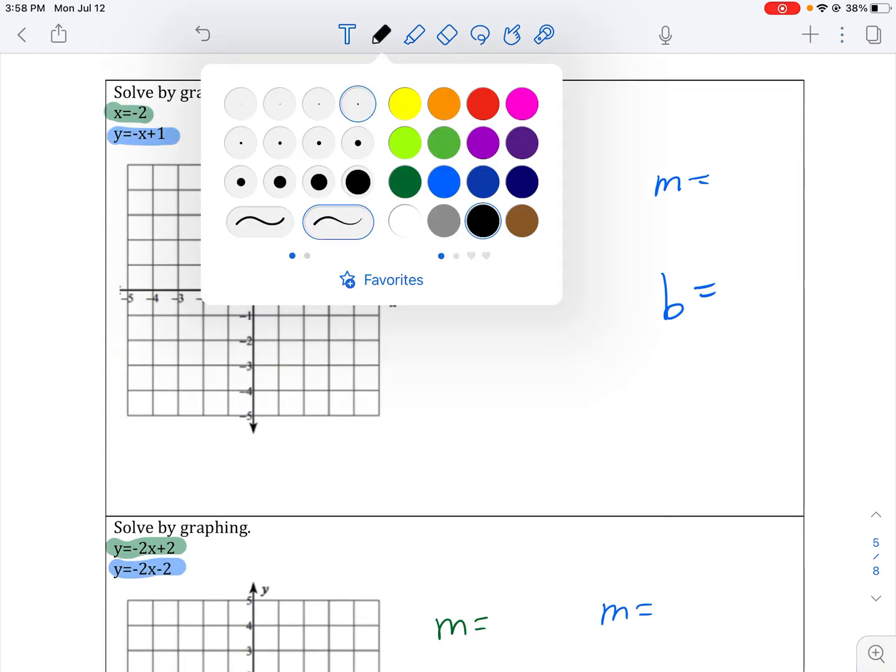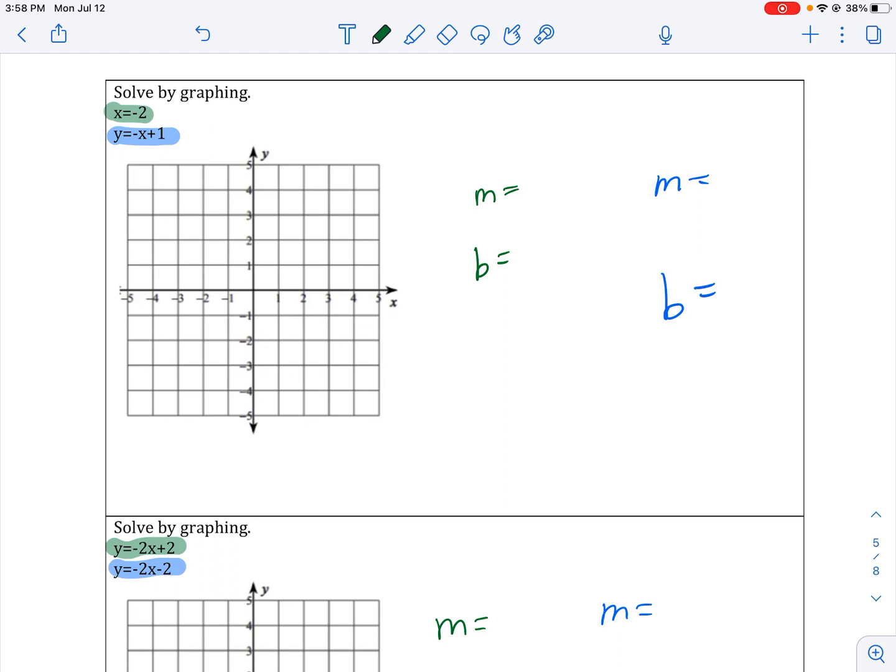So something similar here, only now in my top equation, there is no y, which means this line is never going to touch the y-axis. So at negative 2 on my x-axis, because it's x equals negative 2, I put a dot. The only line that goes through that point that will never touch the y-axis is this vertical line right there.